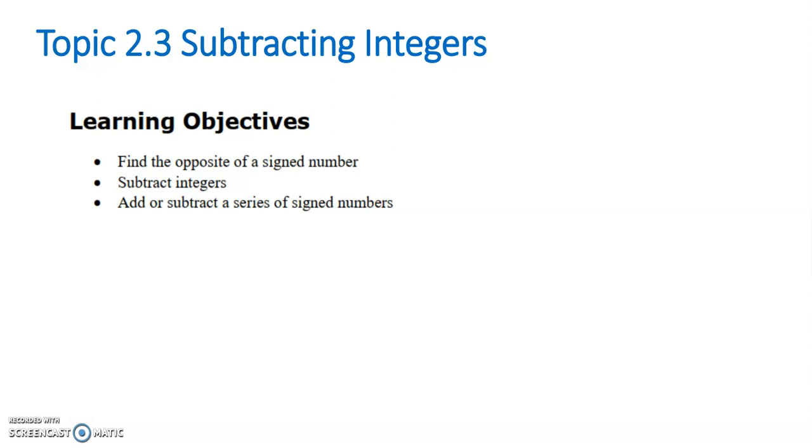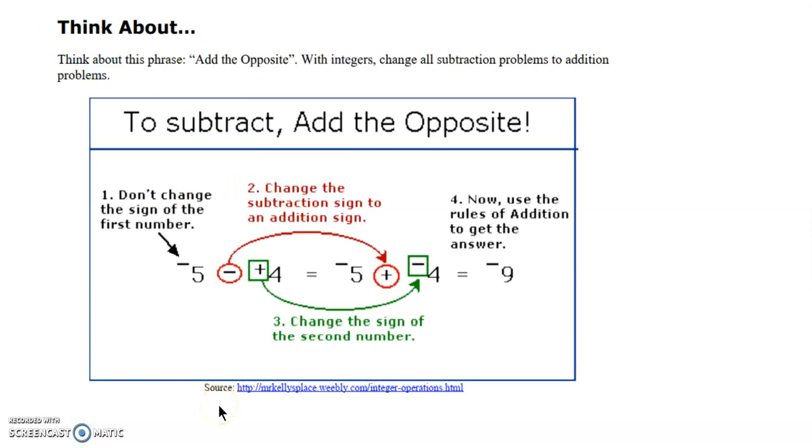With signed numbers, we actually change subtraction to addition, and we do this with this concept called add the opposite. We change all our subtraction signs to addition signs, and then the number next door on the right will be changed in its sign too.